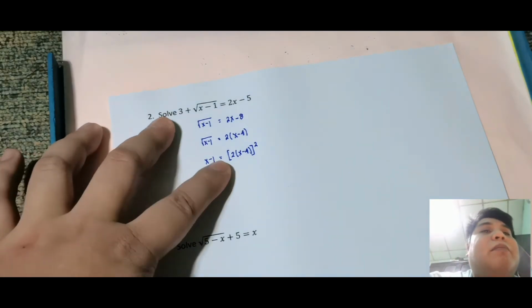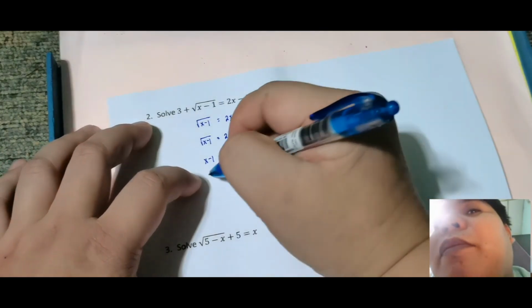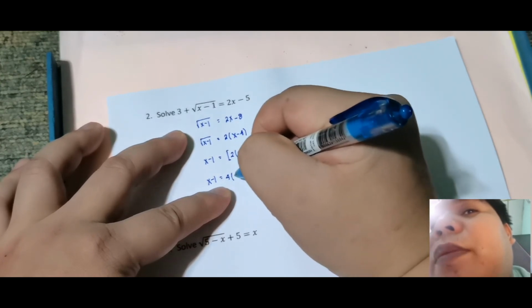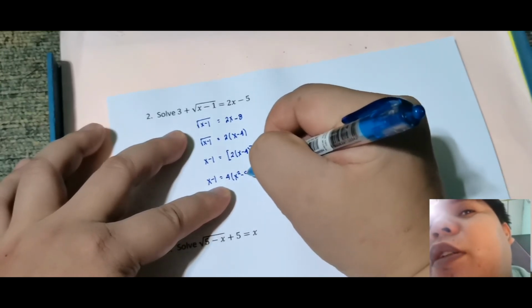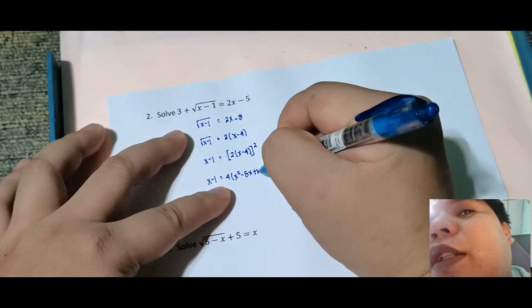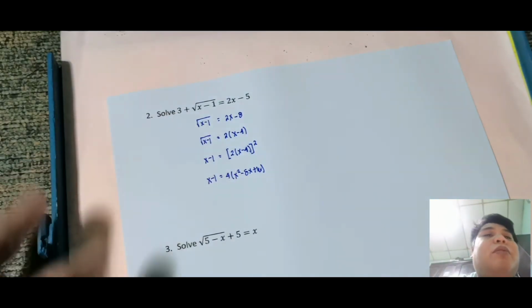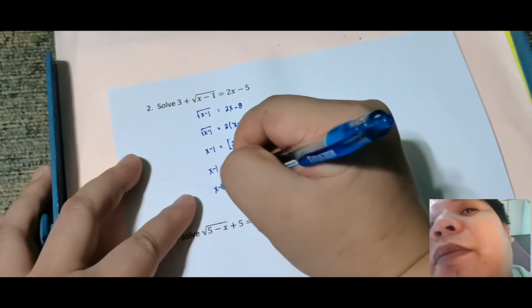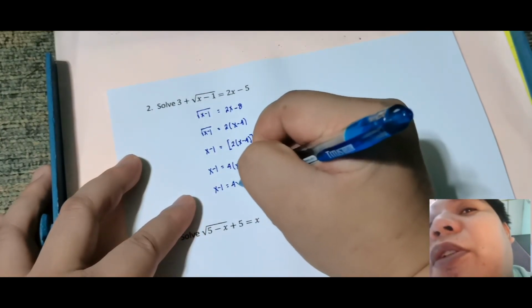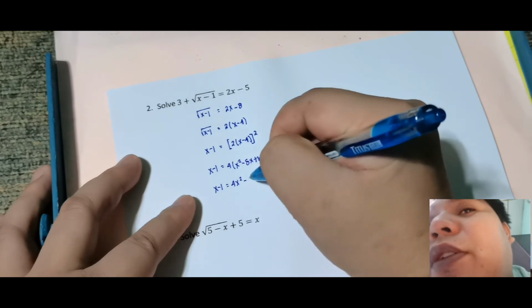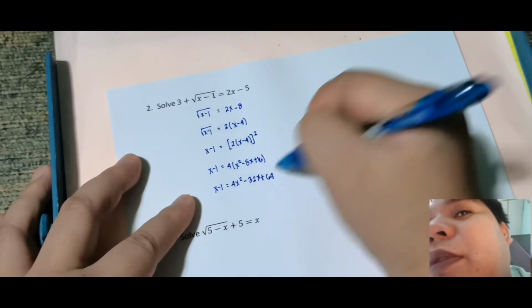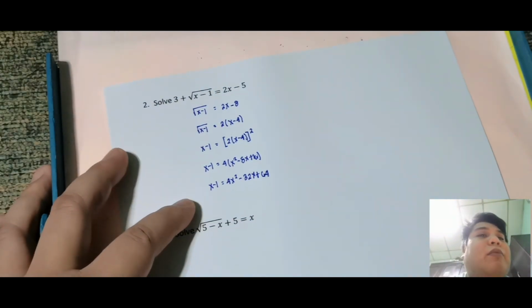So pag in-expand natin yan, 4 na lang yun. Hindi pa natin pinroblema. So that is x minus 1, which is equal sa 4 times x squared minus 8x plus 16. Ang syunga ako, no? Multiply ko rin pala. Pero okay lang. At least this is x minus 1, which is equal sa 4x squared minus 32x plus 64.